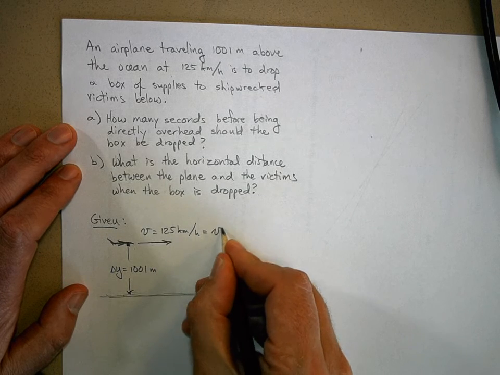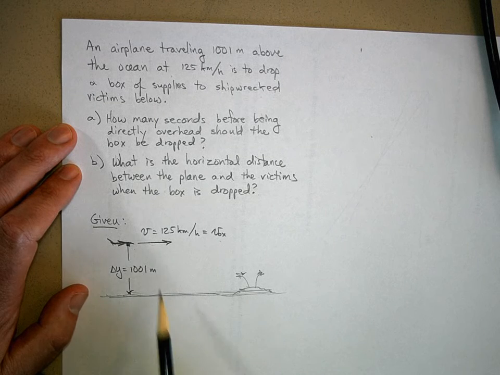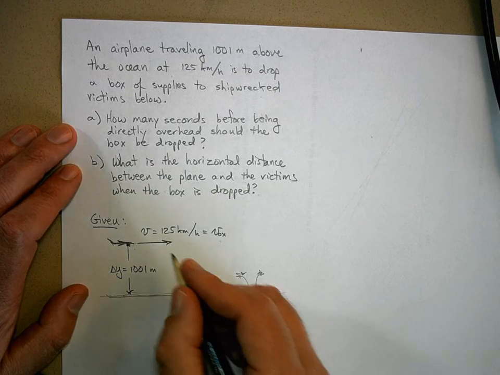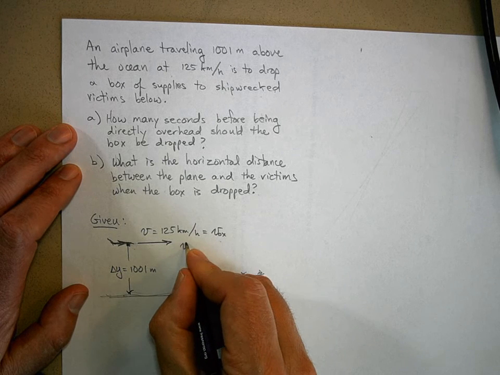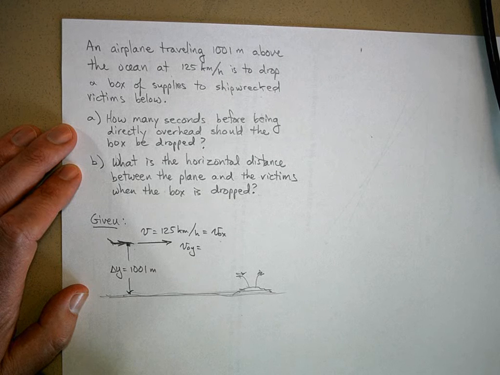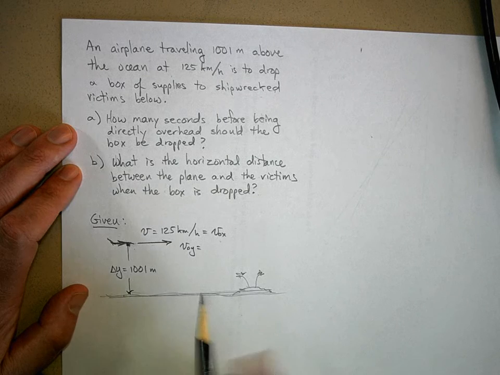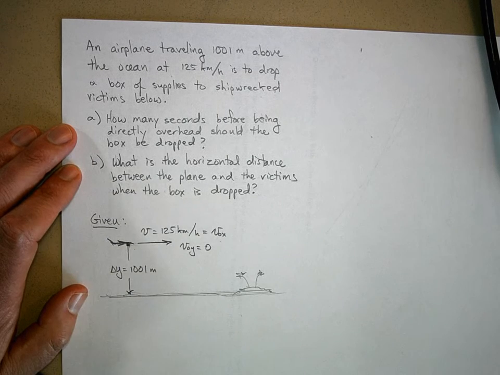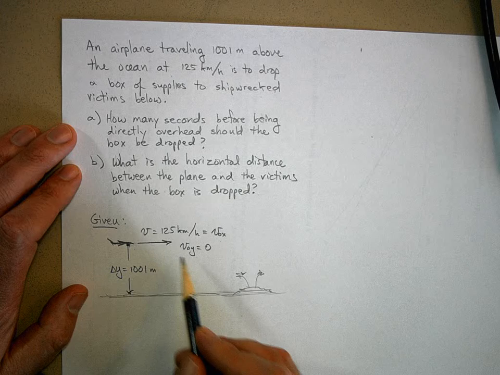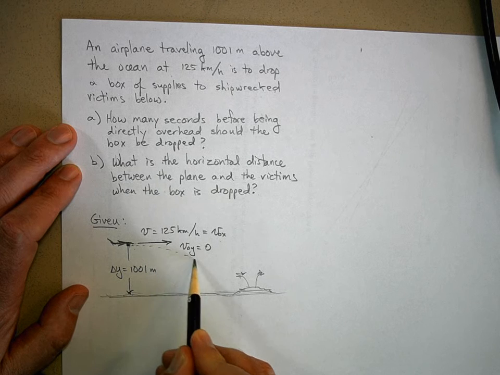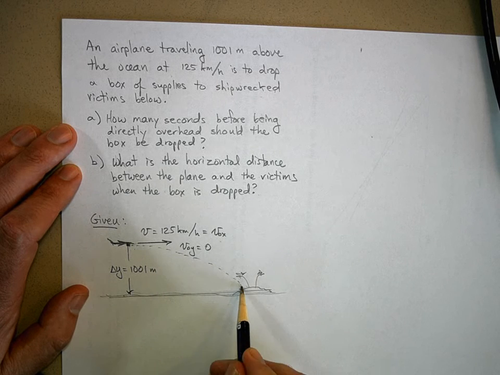Well, this is really the initial velocity of the box in the x direction, right? The box is moving at 125 kilometers per hour horizontally the moment it's released. What is its initial velocity in the y direction? V naught y. What is the initial velocity of this box the instant it's dropped? It's 0. It hasn't had time to fall down yet. So its velocity is 0 in the y direction. And it's going to come all the way down.